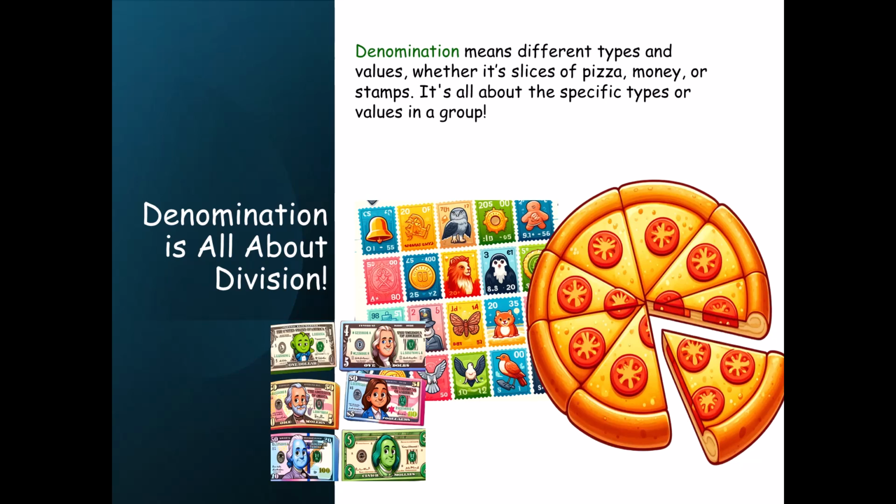For example, when dealing with money, if you have a $10 bill, $10 is a denomination. It tells us the value of the bill. In similar ways, stamps have denominations too. A stamp might have a denomination of 55 cents, which tells you how much it is worth.